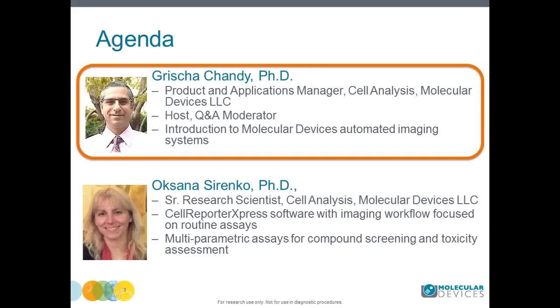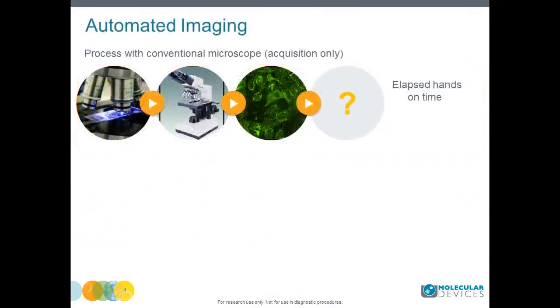So, a brief introduction to Molecular Devices automated imaging systems. The idea is to take what you would do with a conventional microscope, which is have a sample. It might be a slide, it might be a multi-well plate, put it on a microscope, take an image, try to make sense of what that image is saying in an unbiased method, and make sense of the measurements you're making. And unfortunately, with a manual workflow, the elapsed time is typically hours.